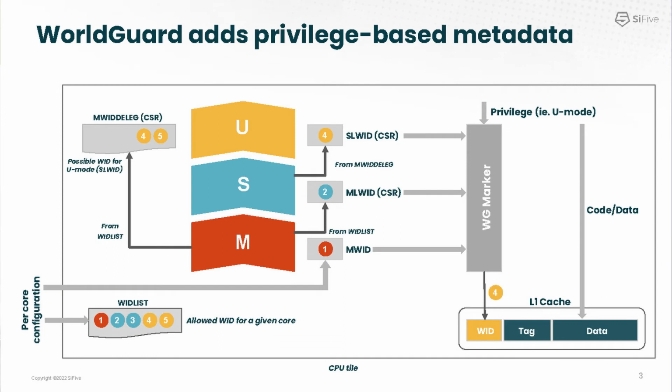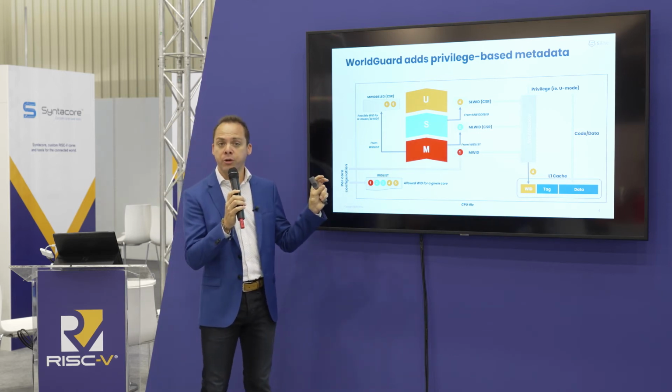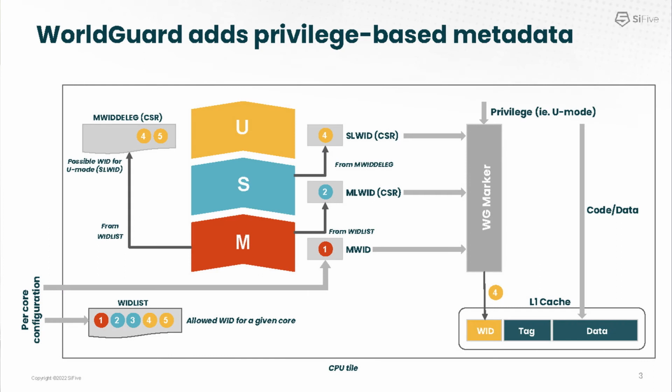When running in supervisor mode, the machine mode can change the world ID of the supervisor mode by using one of the values in the world ID list. Again, it's limited to this particular list. For user mode, we have two ways of operating. We can either let the machine mode change the world ID of the user mode, or we can delegate the right to change the world ID to the supervisor mode by defining a sublist of authorized world IDs for the supervisor mode.